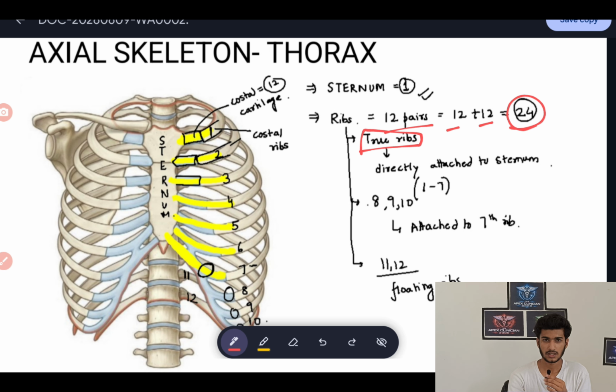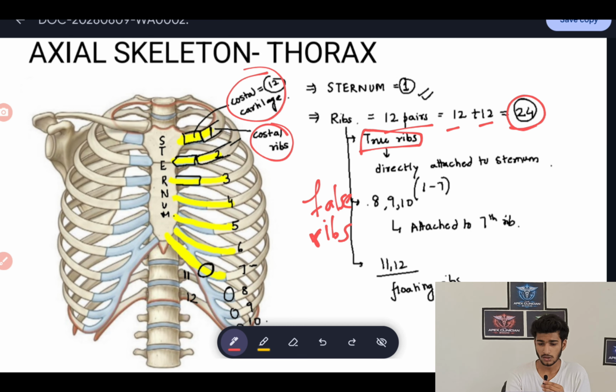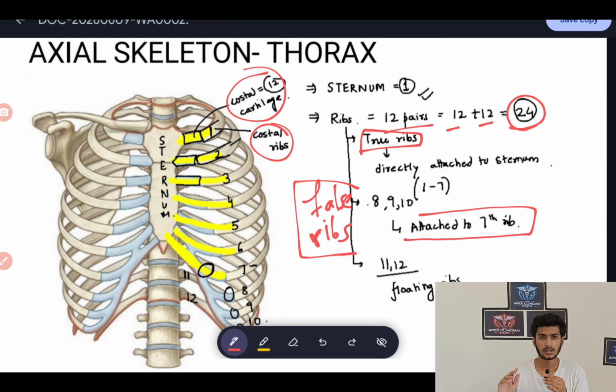The true ribs are the ribs which are directly connected to the sternum. The sternum is a bone that gives connectivity to the ribs, and the ribs which are not directly connected to the sternum are called false ribs. Now, false ribs are categorized into two types: the ribs which are attached to the seventh rib, and the ribs which are just floating, called the floating ribs.